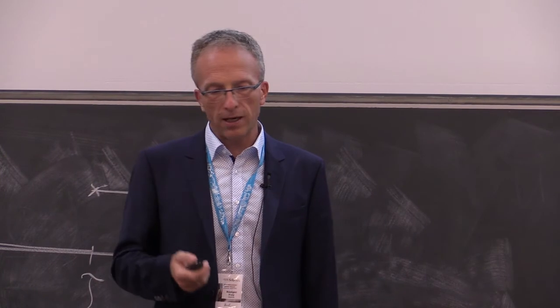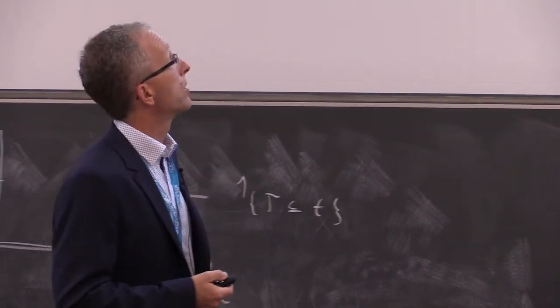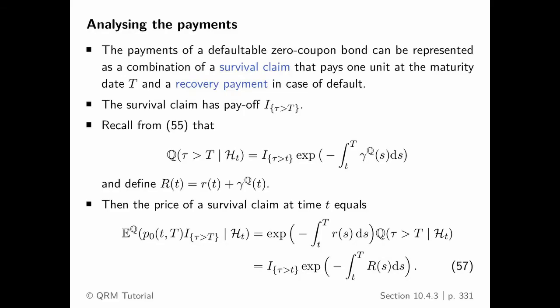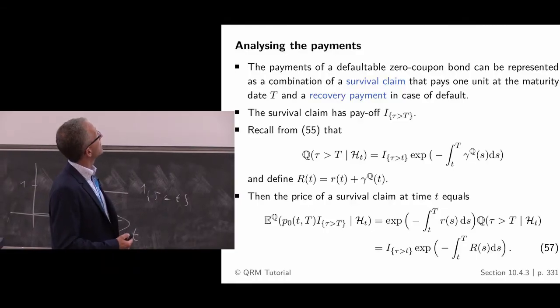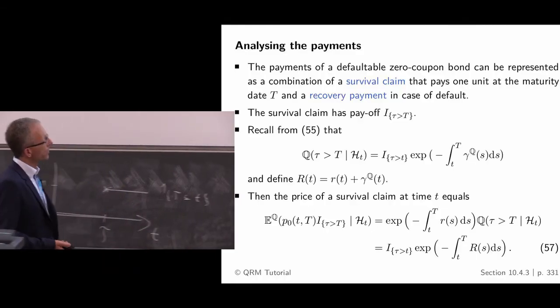Let's start with a survival claim. The payoff is, of course, 1 times the indicator that tau is bigger than T. And so we have the risk-neutral survival probability. The probability that tau is bigger than T, given H_t, is the indicator that the firm is alive at the valuation date t times exp(-∫_t^T gamma(s) ds). That's the same formula as before.